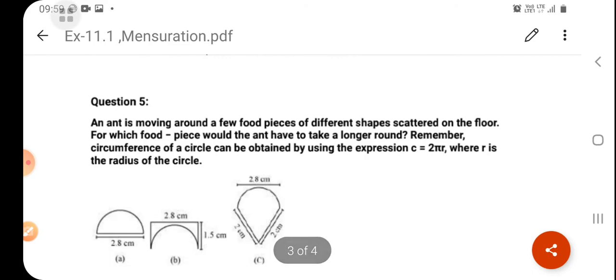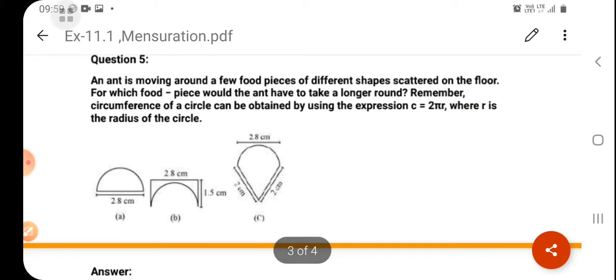An ant is moving around a few wood pieces of different shapes scattered on the floor. For which food piece would the ant have to take a longer round? Remember, circumference of a circle can be obtained by using the expression c is equal to 2 pi r. Okay, we know here that the circumference of circle is 2 pi r, where r is the radius of the circle. So here there are three shapes, 2.8 centimeter.